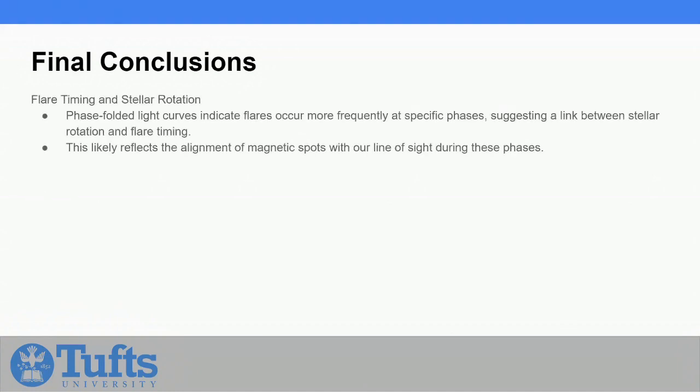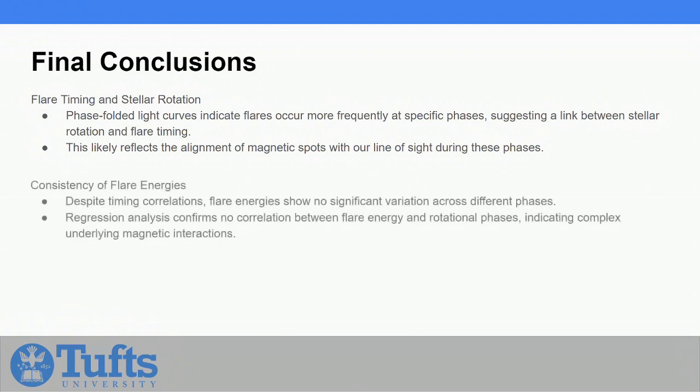The phase-folded curves reveal that flares do not occur at specific phases more frequently. This suggests a strong link between the stellar rotation and the timing of flare occurrences, likely due to the presence of magnetic spots that become more prominently aligned with our line of sight during these phases. Despite the apparent correlation between flare timing and stellar rotation, the flare energies remain consistent across different phases.